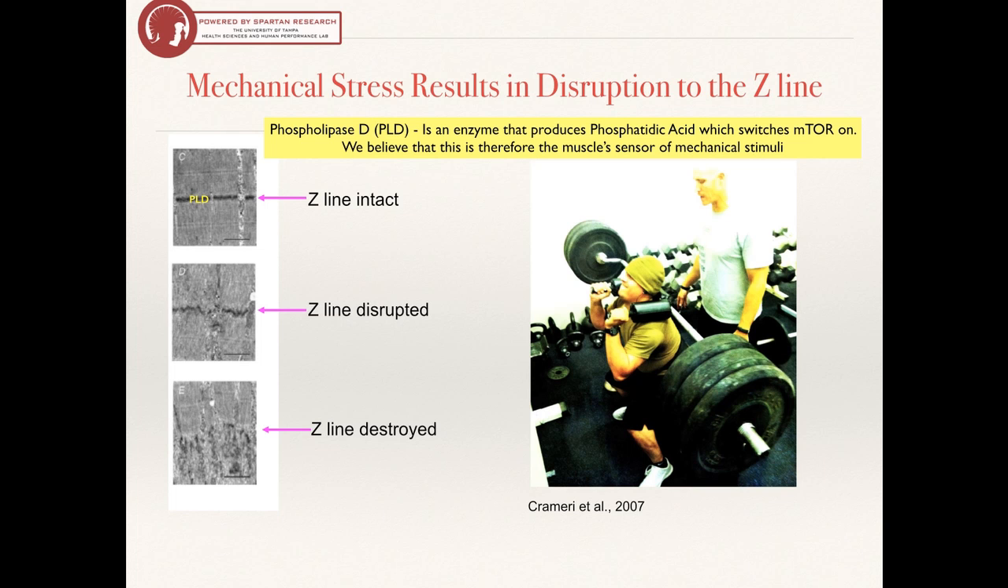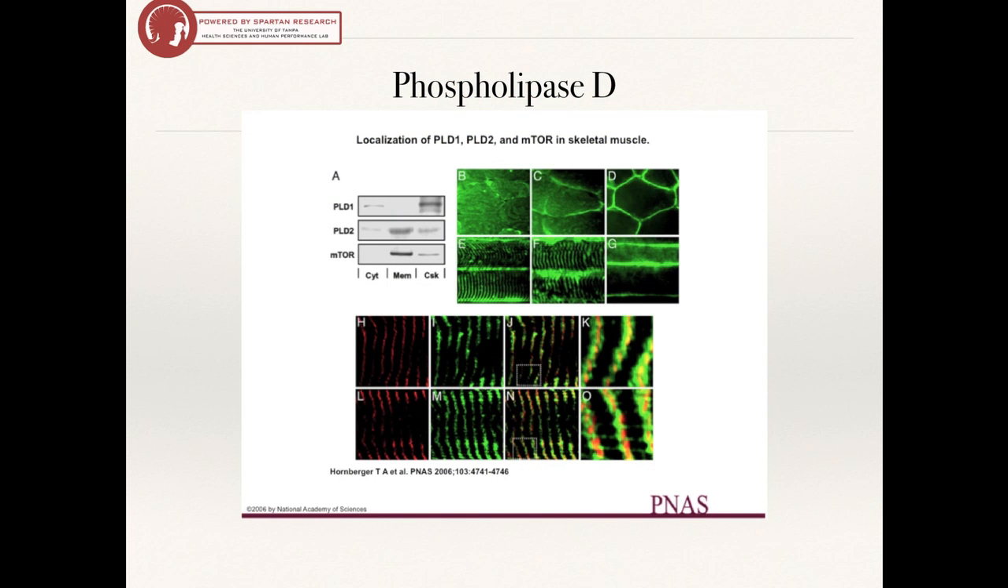So if you look at a Z-line intact, a Z-line contains an enzyme known as phospholipase D. This enzyme produces something called phosphatidic acid, and phosphatidic acid switches mTOR on. This is how we believe that muscle senses mechanical stimuli. So what happens is, in part B, when the Z-line is disrupted, we think PLD, or phospholipase D, is dislodged into the cytoplasm, and then that triggers the production of phosphatidic acid. And phosphatidic acid serves as a switch to turn mTOR on.